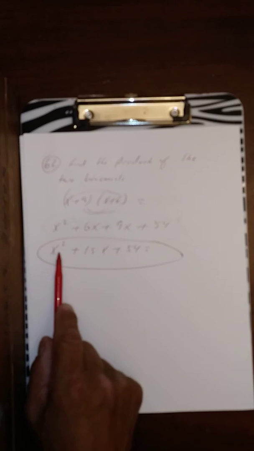Find the product of two binomials. So x times x is x squared, x times that 6x, 9 times that 9x, 9 times 6 is 54. x squared plus 15x plus 54.